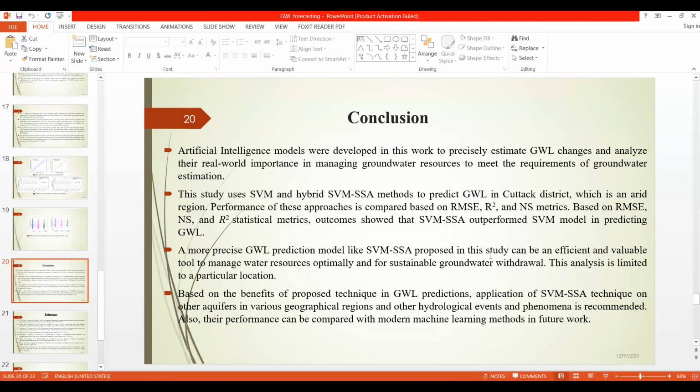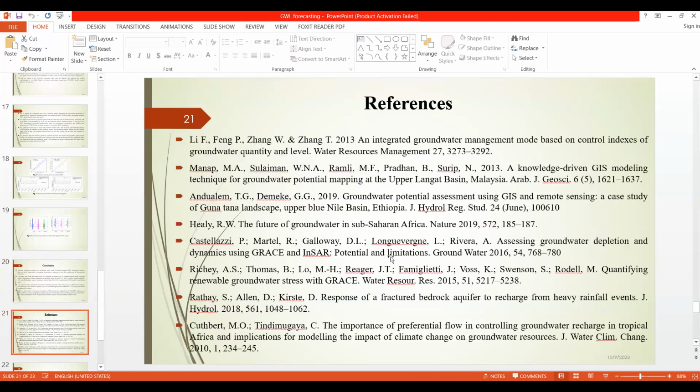But there is also a no free lunch theorem that says that no particular model, like if I say SVM SSA shows better in groundwater level, that doesn't mean it will show better in flood prediction. So gradually these models keep on increasing, and they will show different results when we take different parameters. And these are the few references we have taken. Thank you.